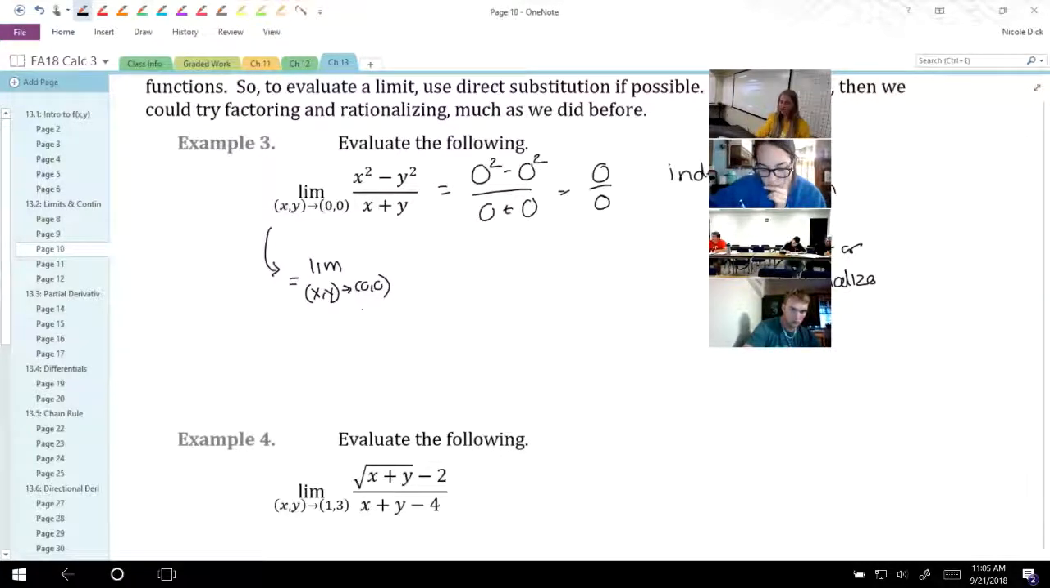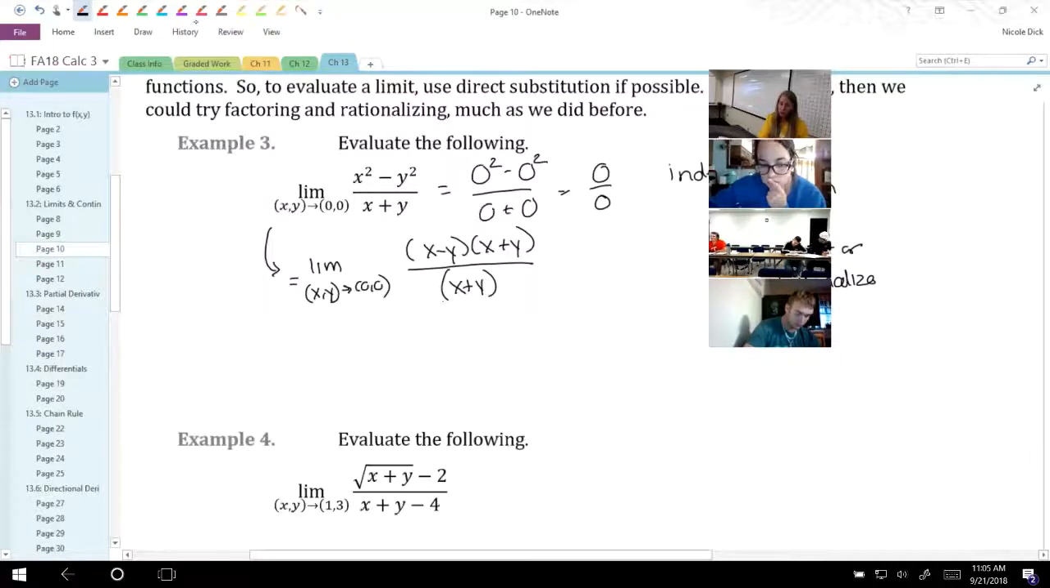Again, I'd like to ask you guys, but I can't because I can't hear you. So hopefully we can all see this is the same thing as x minus y times x plus y in the numerator over x plus y. Oh my goodness. Right? The difference of two squares. So we can see that, yay, that problem point cancels out. The denominator term cancels with that. We are now just left with the limit as x, y approaches 0, 0 of x minus y.